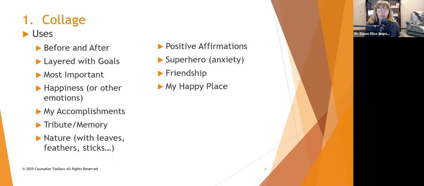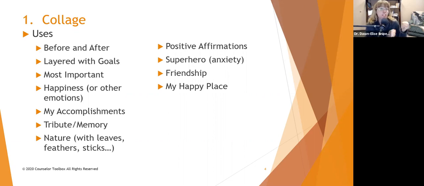I mentioned just a minute ago, for collages, you can do the before and after. Another thing that I've done with collages is use layered collages. On the top layer, they have a picture, for example, of themselves and their significant other, and that is their goal. They want to have a happy relationship with that person. Underneath that picture, they may have other pictures or other representations that identify goals for that relationship.